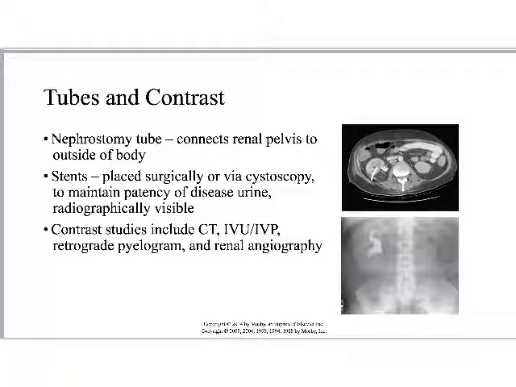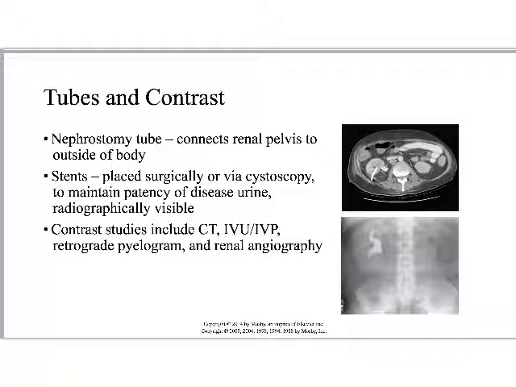Let me look at, where's the stuff on tubes? Okay, skipping forward to page 226 then. Let's talk about these urinary tubes and things. The first that we should think about is the nephrostomy tube. That's what I have here on the CT image.